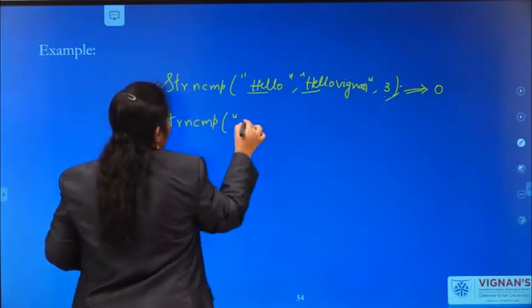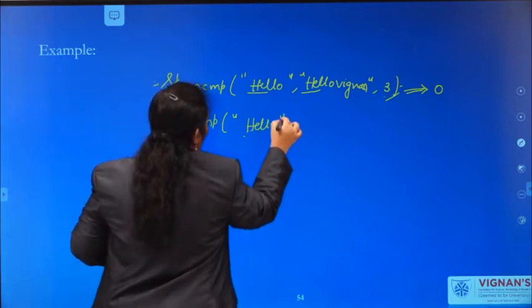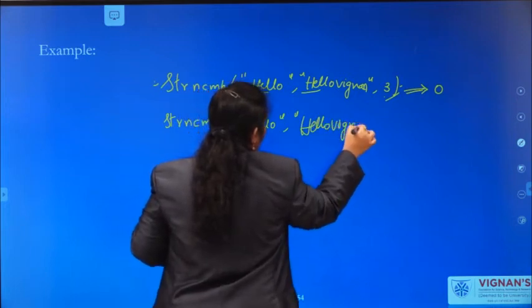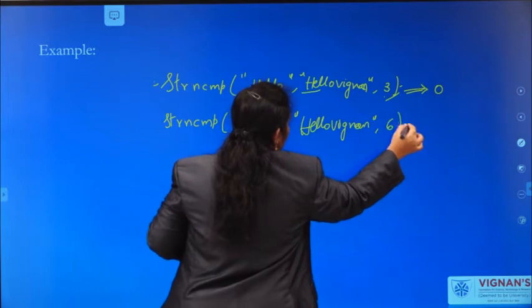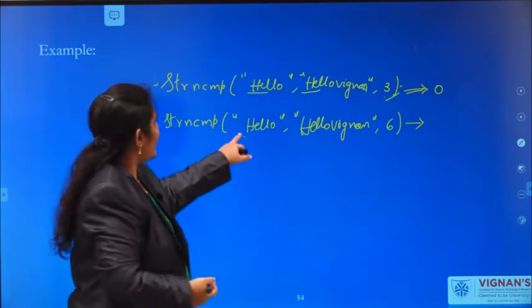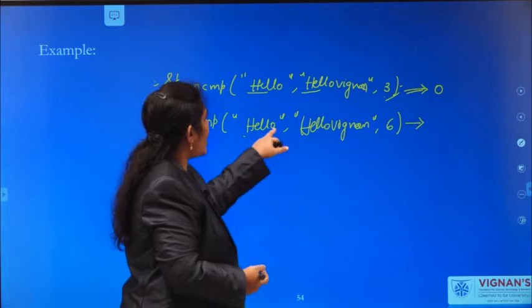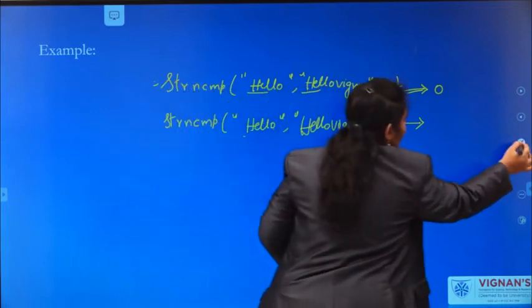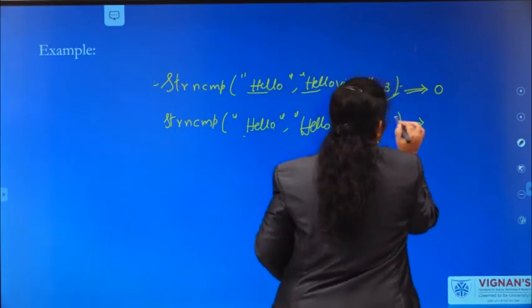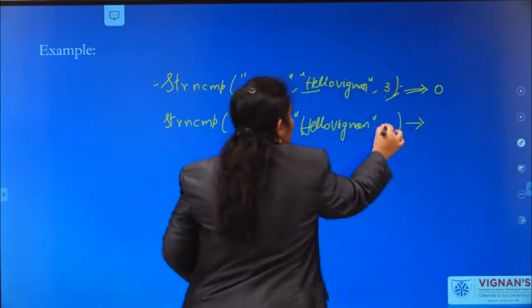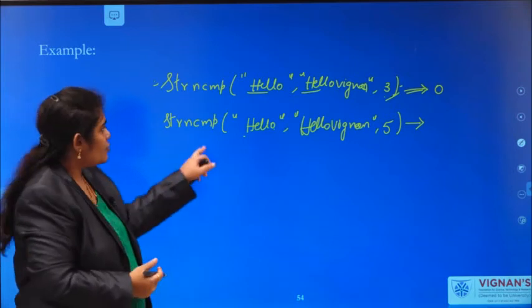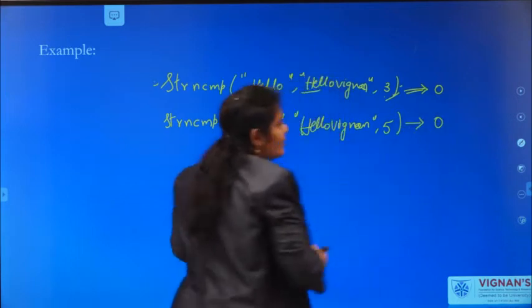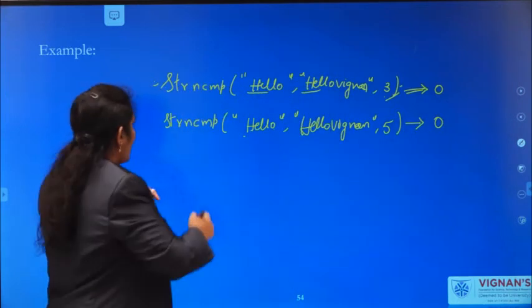strncmp, hello, Vignan, 6. So now what happened? Hello has only 5 characters, while here we have more than 5 characters. So your integer should be within the size only. You have to give the first 5 characters only. So it will also return 0.